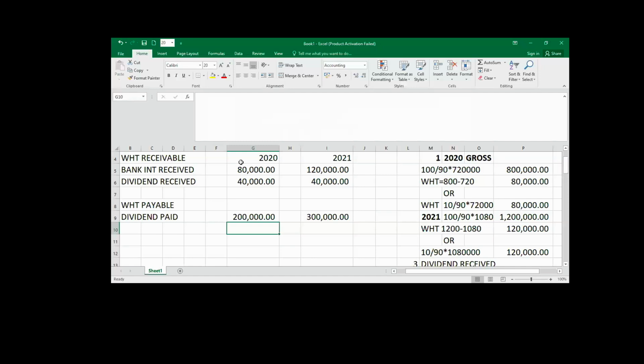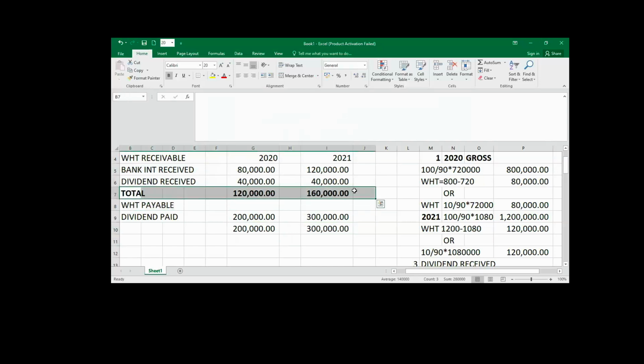So my question now is this. My total withholding tax receivable, the total of this will give me 80 plus 40, that will give us 120,000. This one will give us 160,000, the total of this will give us 200,000, and this one will give us 300,000. My question now is this: can I remove this 120,000 from this 200,000? Can I remove it?